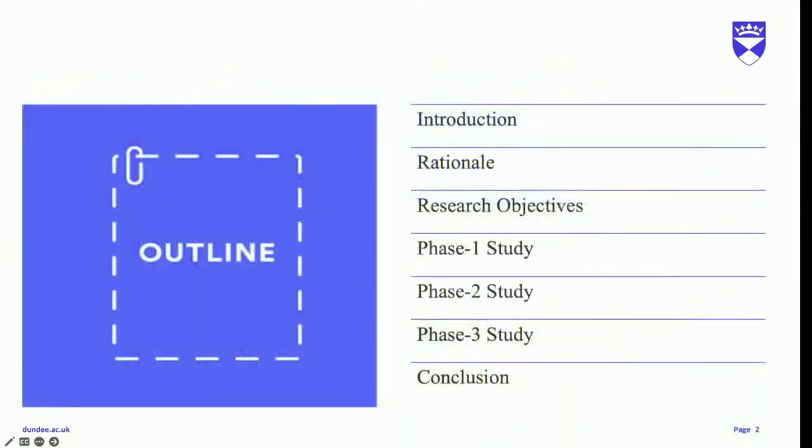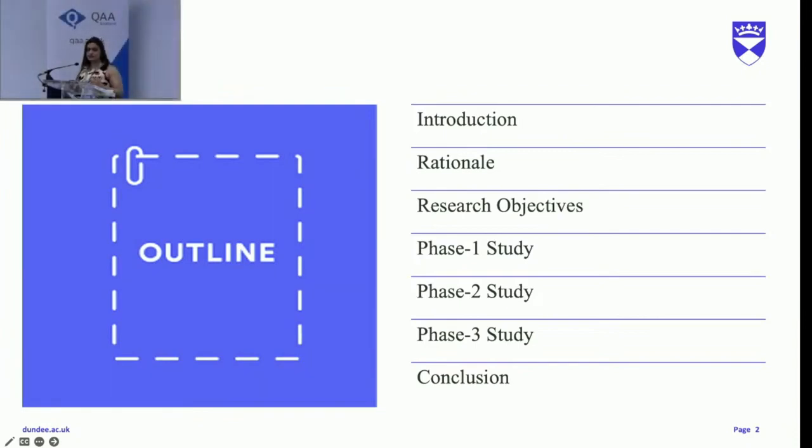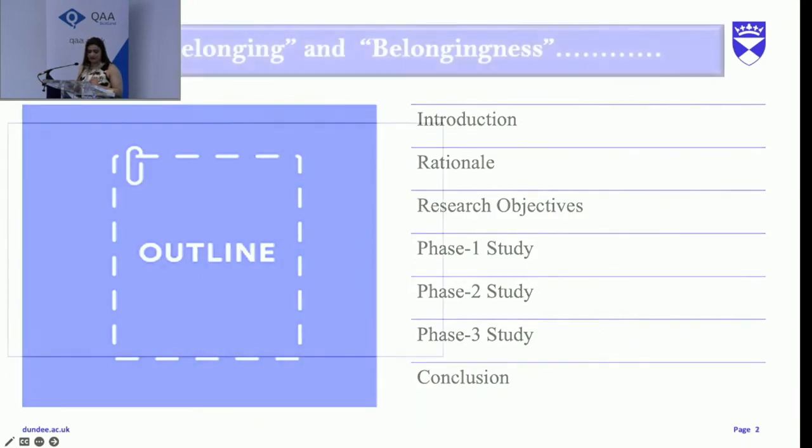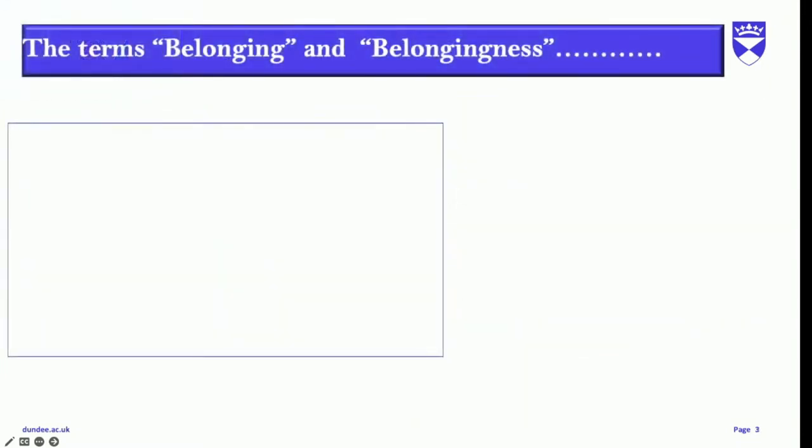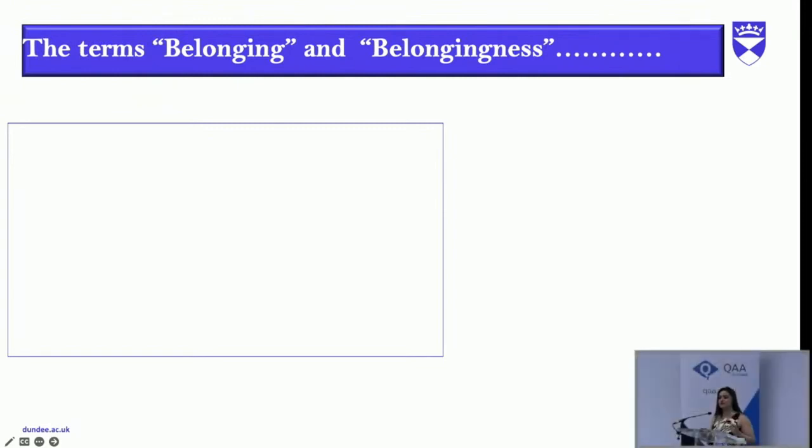This is the outline of my presentation. It will have the introduction, the rationale, the research objectives, questions, and the three studies that come under developing and validating the sense of belongingness scale. So if we talk about the terms belonging and belongingness, in the literature you will find these two terms. So what does that mean, basically? Whether we use belonging, or belongingness, or both.